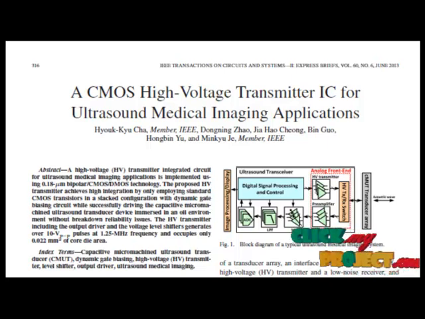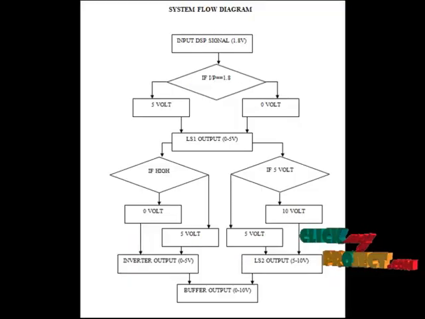The high voltage transmitter includes the output driver and the voltage level shifter, and generates over 10 volt peak-to-peak pulses at very high frequency. Now I am going to explain the flow diagram of our project.